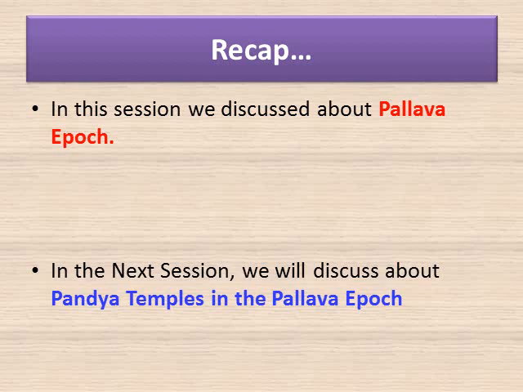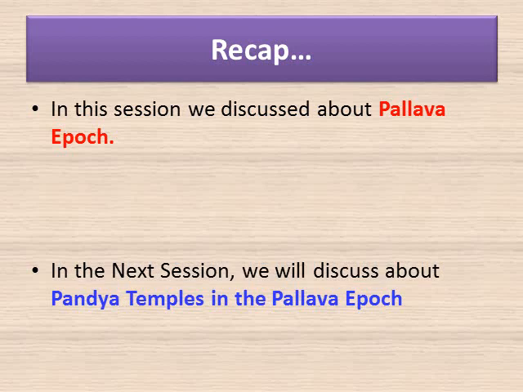Before we wind up the session, let us have a recap of what we learned in this unit. In this session, we discussed the Pallava epoch. We saw how the Pallava epoch witnessed a transition from rock cut to freestanding temples. Pallava king Mahendravarman was a pioneer in rock cut architecture. The first rock cut building built by him was at Mandagapattu. Pallava king Narasimhavarman II built the Shore temples at Mahabalipuram, also known as the Seven Pagodas. It is the oldest structural temple in South India.